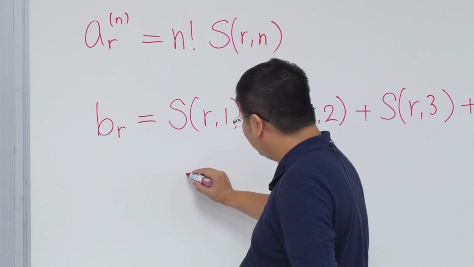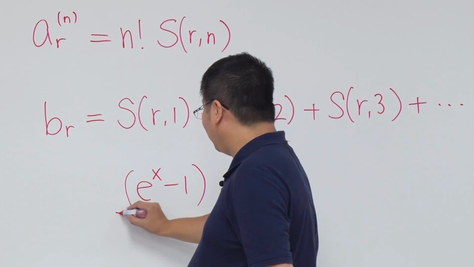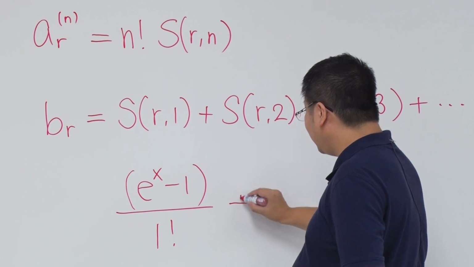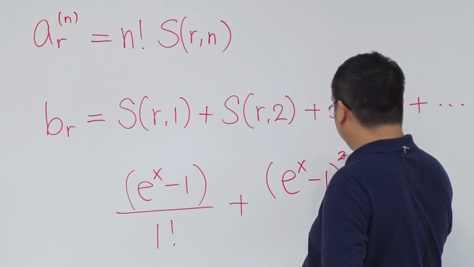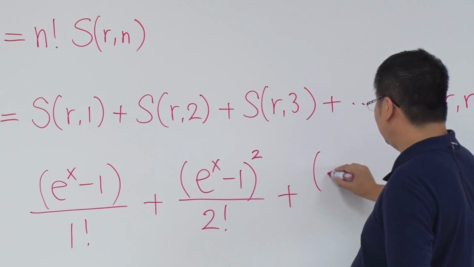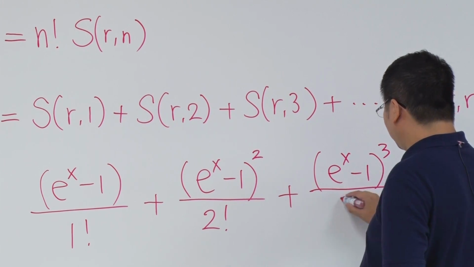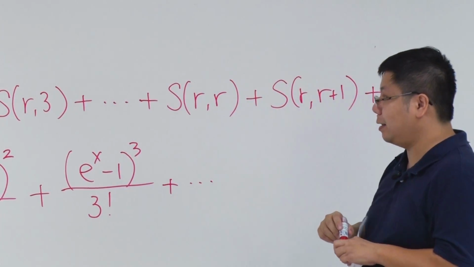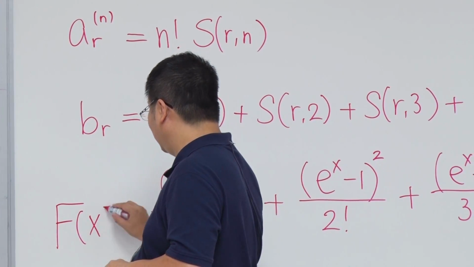So let's have this e to the power x minus 1 divided by 1 factorial. Let's observe this new function. I add to it e to the power x minus 1 to the power 2 divided by 2 factorial. And then I add e to the power x minus 1 to the power 3 divided by 3 factorial, and so on. We add this. Let's call this function f. So this is f of x.